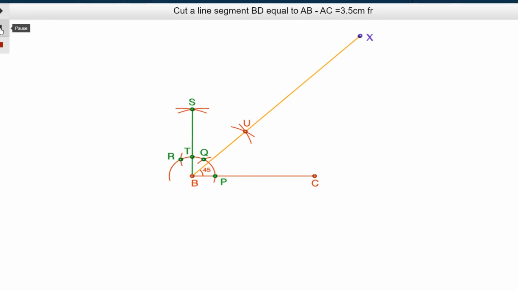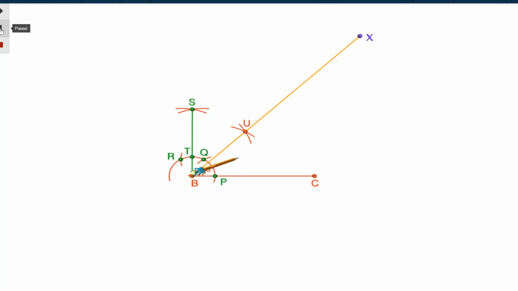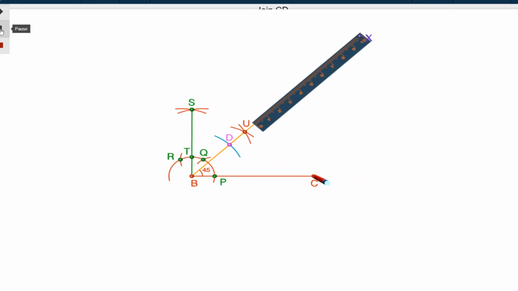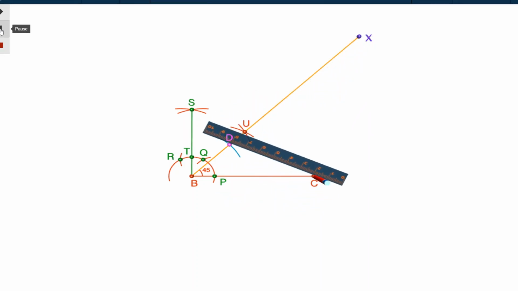Cut a line segment BD which is equal to AB minus AC, 3.5 cm, at BX. So BD equals 3.5 cm. It is very important: BD is 3.5 cm, which is the difference of the other two sides. Now here join CD. After joining CD, we have to perpendicularly bisect the CD.